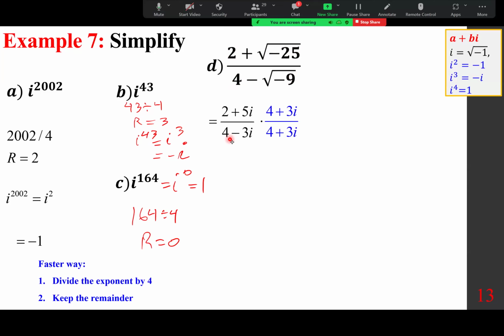The top, we FOIL, and we say 2 times 4 is 8, 2 times 3i is 6i, 5i times 4 is 20i, so 26i, plus 15i squared. At the bottom, 4 squared plus 3 squared. I'm assuming nobody has any problem with FOILing, okay?